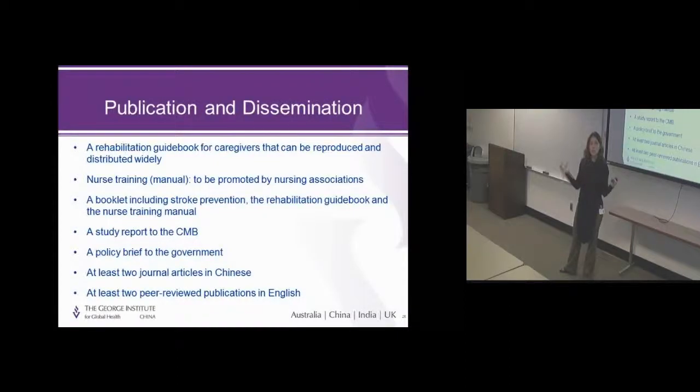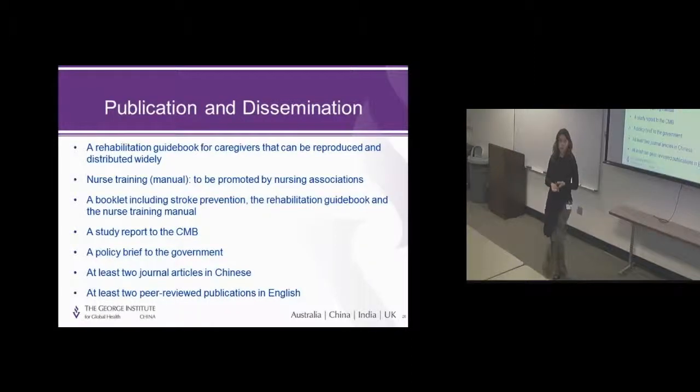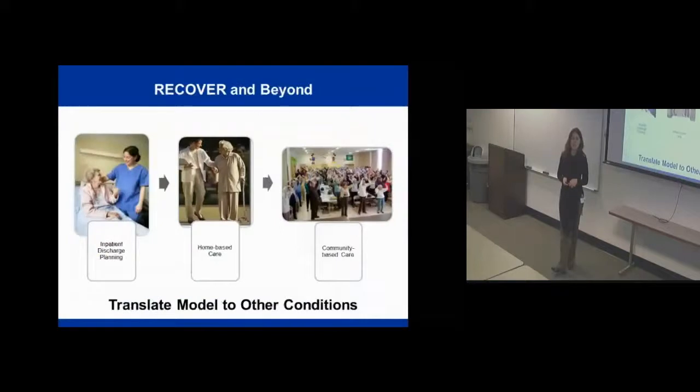And then a booklet kind of pulling all of this work together. Of course, the study report to CMB, we definitely want to focus a policy brief to the government, focus as we were talking about the importance of disability and addressing disability, aging, and prevention of cardiovascular disease right now are all important topics. And we will, of course, be needing to disseminate the findings from this work. So that's the Recover trial as it is right now.